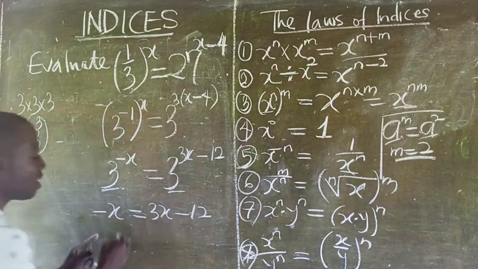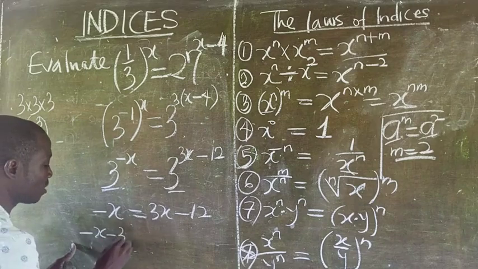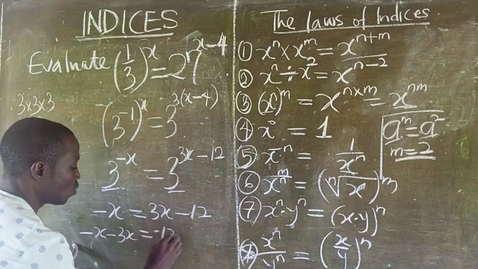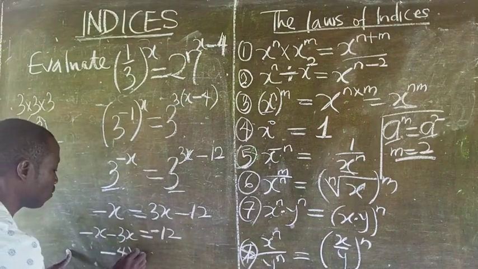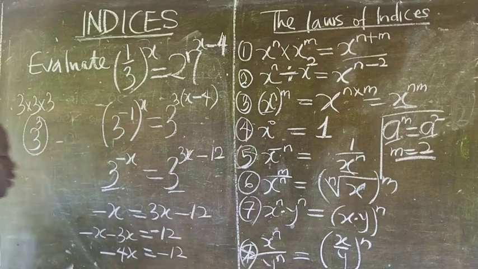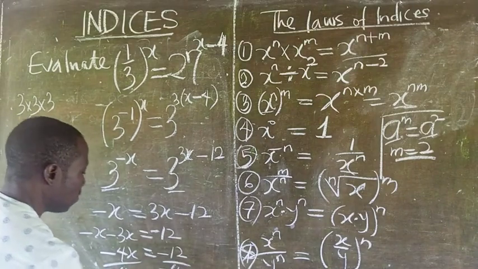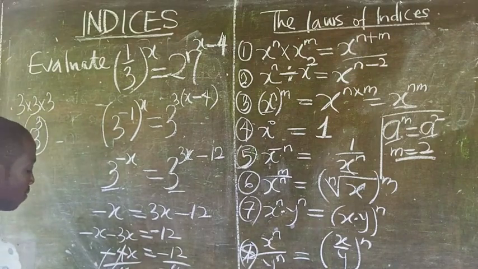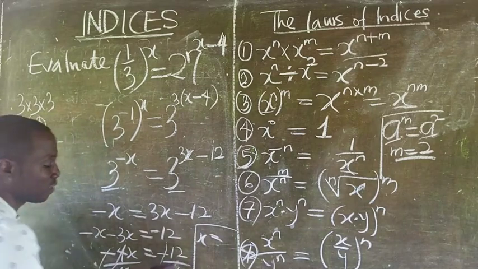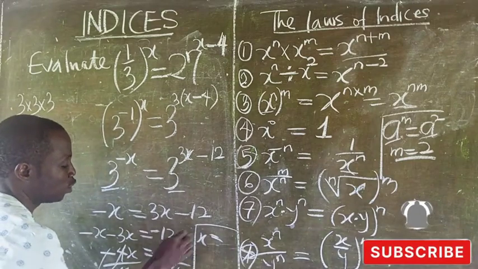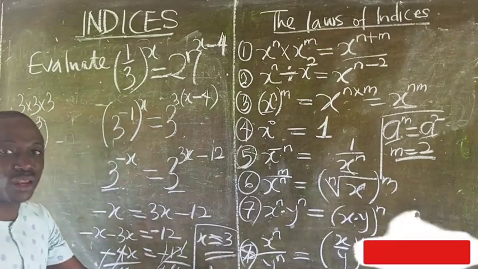You see, so I want to bring the terms that contain x together. This becomes minus x minus 3x equals to minus 12. So minus x minus 3x is minus 4x equals to minus 12. If we divide by minus 4 on both sides, minus we cancel, minus 4 we cancel, 4. To be left with x equals to, minus cancel minus, 4 into 4, 1, 4 into 12, we have 3. Eventually our x is equal to 3.